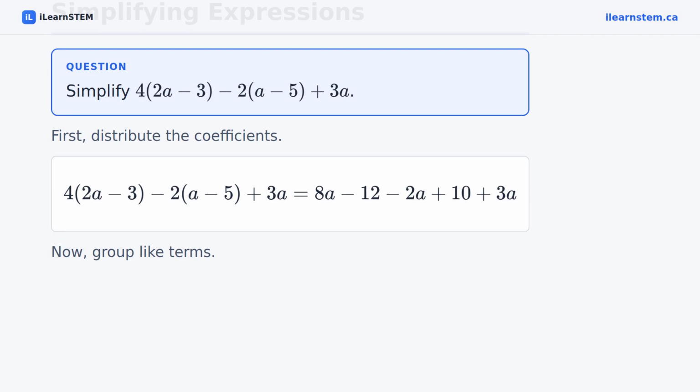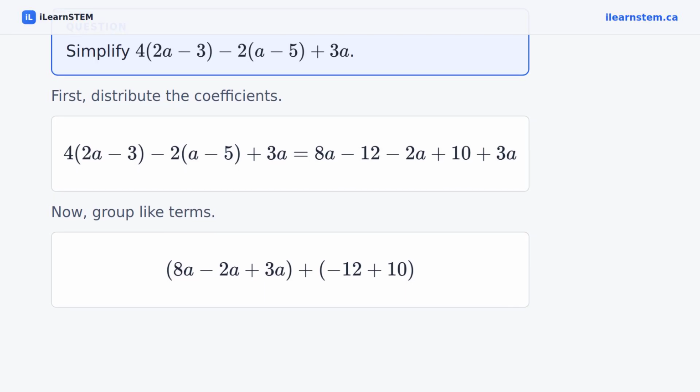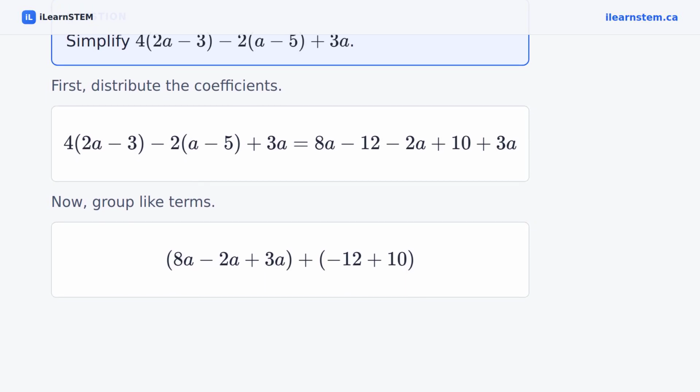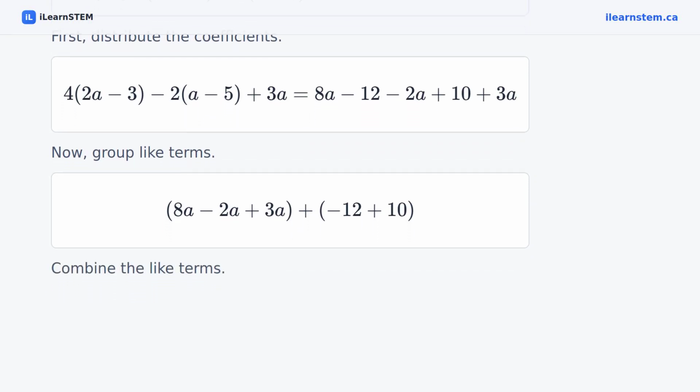Next, we group the like terms together. Group the a terms, 8a minus 2a plus 3a, and group the constants, negative 12 plus 10. Now we combine the terms.